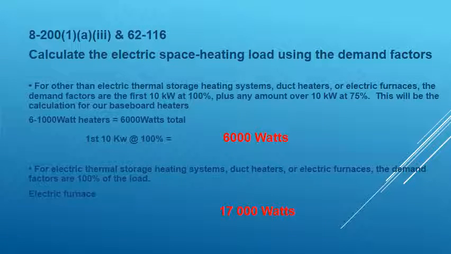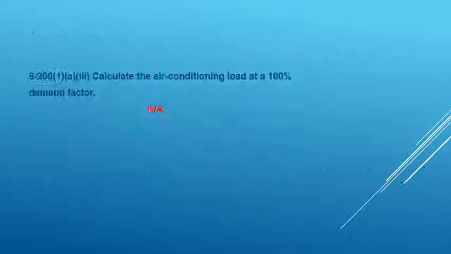Rules 8-200 1A3 and 62-116 are used to calculate the electric space heating loads using the demand factors. For other than electric thermal storage heating systems, duct heaters, or electric furnaces, the demand factors are the first 10 kilowatts at 100%, plus any amount over 10 kilowatts at 75%. This will be the calculation for our baseboard heaters using Rules 62-116. For electric thermal storage heating systems, duct heaters, or electric furnaces, the demand factors are 100% of the load. Our 17 kilowatt electric furnace has a demand of 17,000 watts.